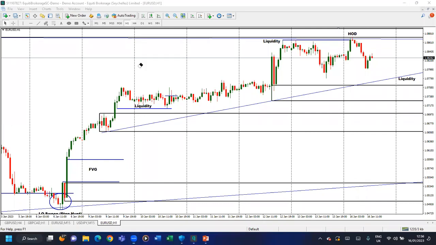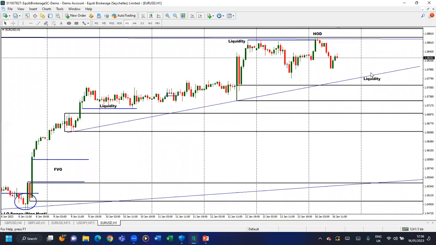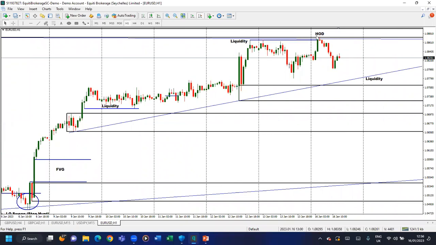Here we have a chart of Euro USD. Okay, now on this particular day, now this is the beginning of a week. Today is actually Monday, beginning of a week. So this is the beginning of the week. So this was Friday, the end of last week, Friday.